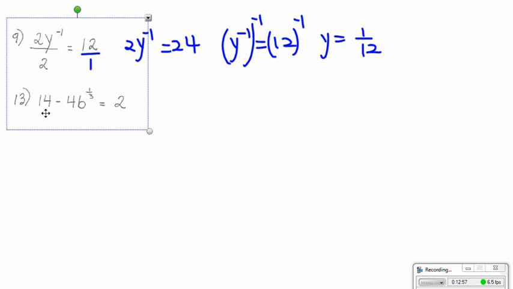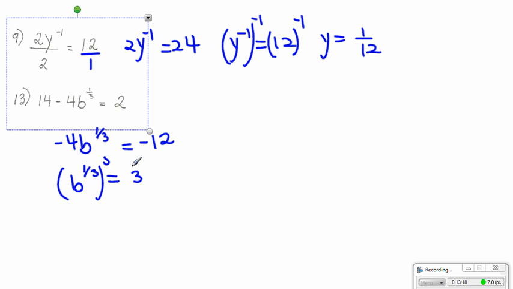Here we have subtracting 14 from each side. Negative 4b to the 1/3 power is equal to negative 12. Dividing each side by negative 4, b to the 1/3 power will be equal to 3. Raising each side to the third power, we realize that b must be equal to 27. Once again, to check the answers, just simply plug those values back into the variables.